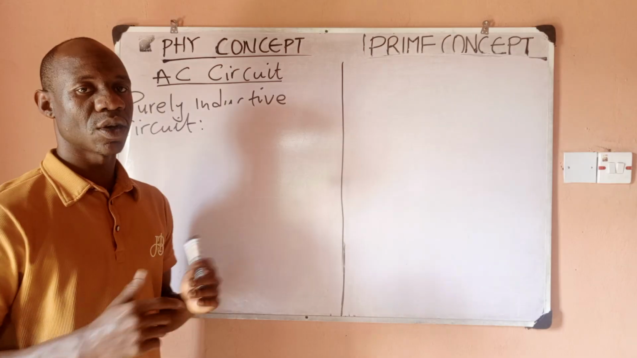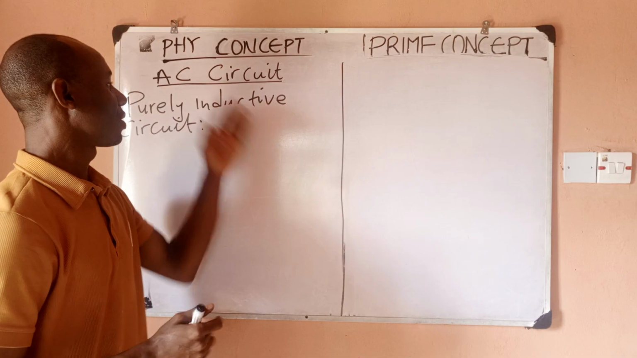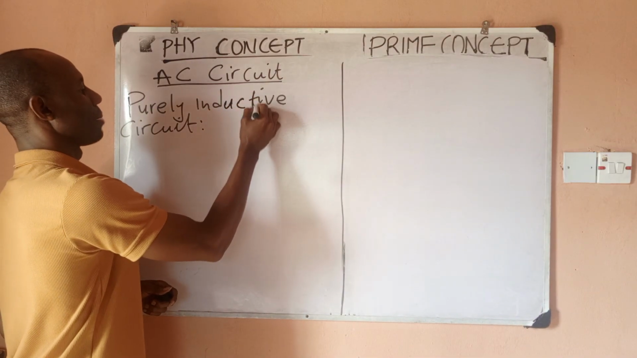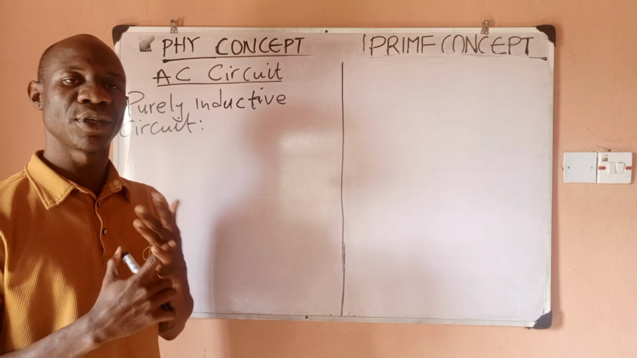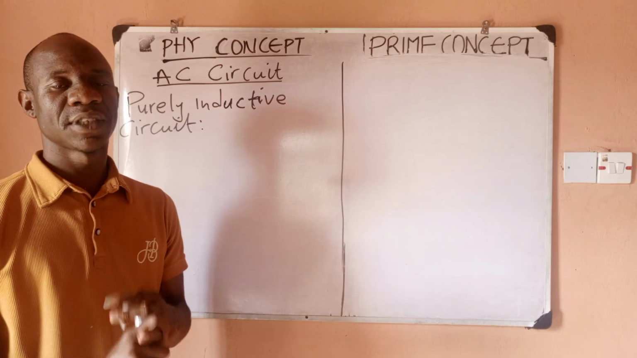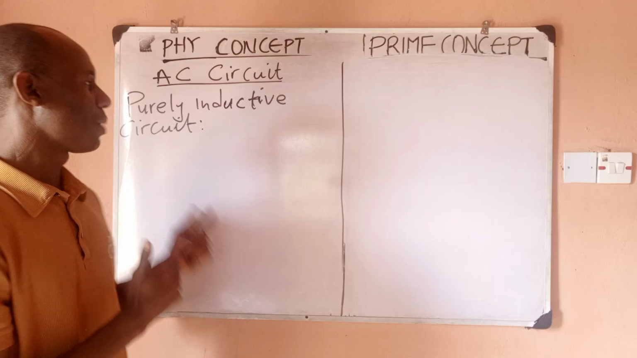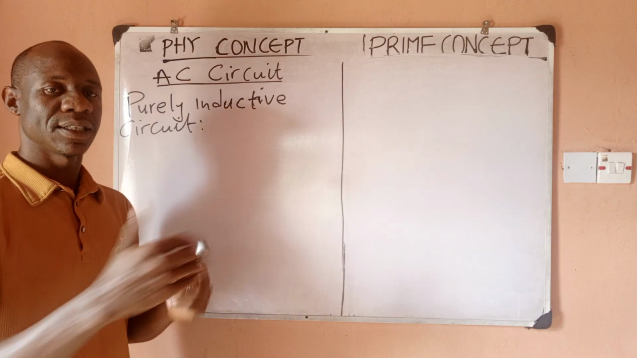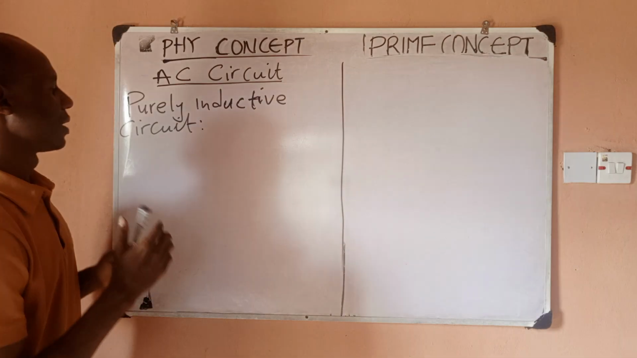In this video, we want to consider the purely inductive circuit as one of our considerations under the AC circuit analysis. Now, in our previous videos, we introduced AC circuits, we've considered purely resistive circuits, we've considered purely capacitive circuits. So we want to look at the purely inductive circuit. Like the name implies, purely simply means a circuit that contains only an inductor. That is a purely inductive circuit.